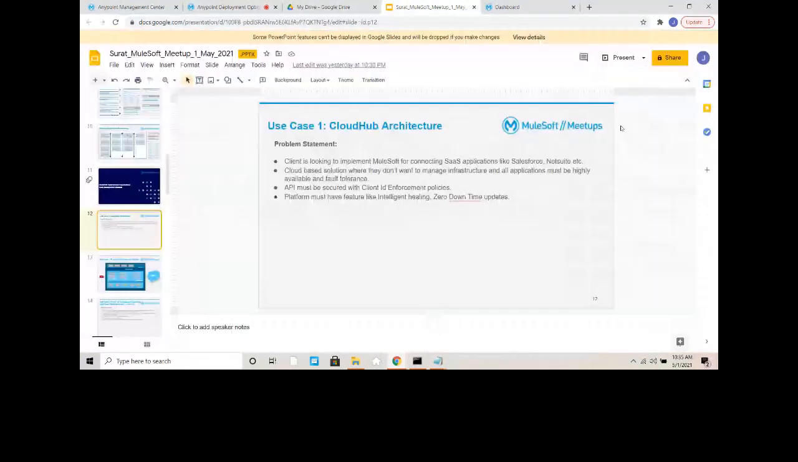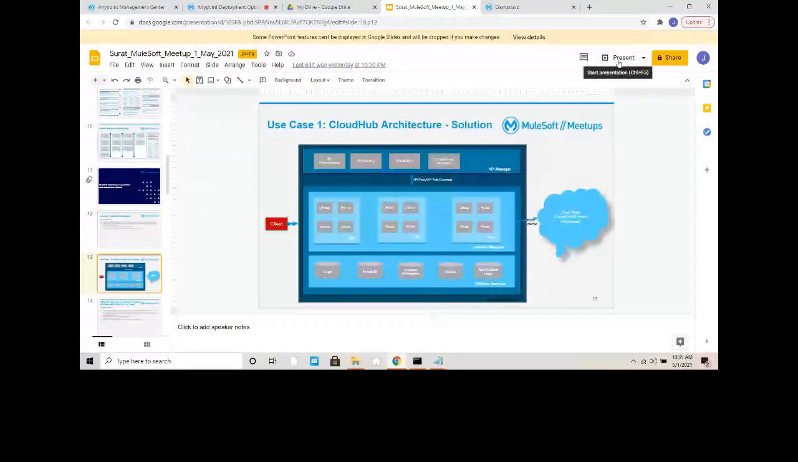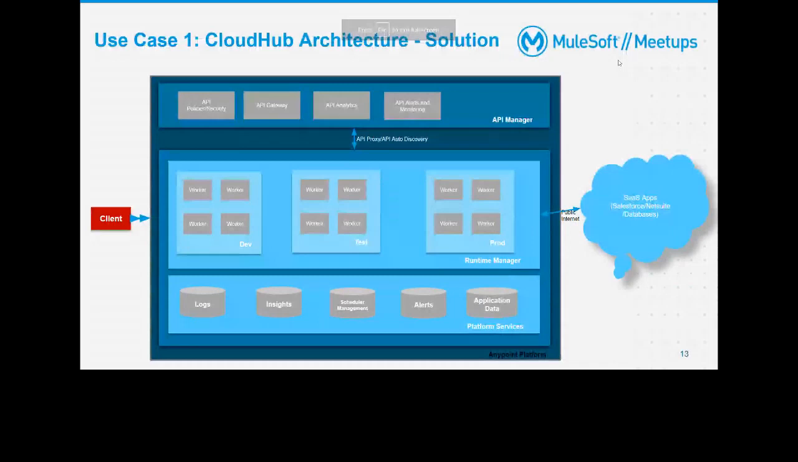Okay, I will tell you. So let me go to my architecture. So how will the architecture look? This is how my architecture will look. I will create three environments: dev, test, and prod.